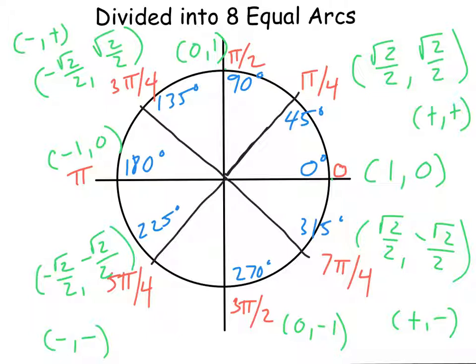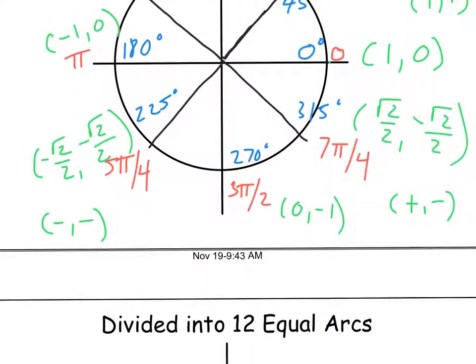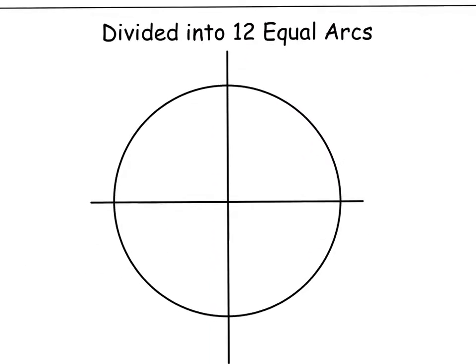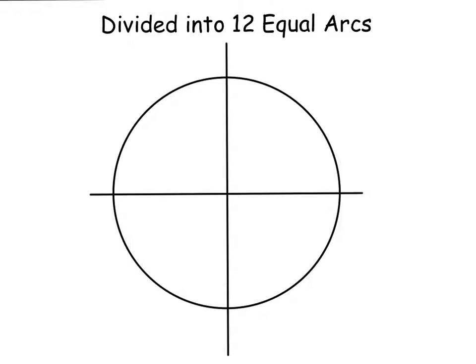And that is the first pattern of the unit circle, the one that's based off of 45 degrees, or an angle that's pi over 4. Now let's split it up into 12 arcs. This is going to be pretty darn similar too.